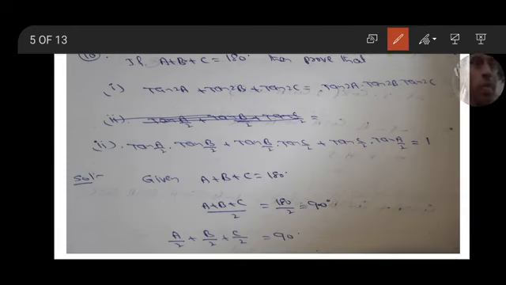Okay. If we multiply, 2a plus 2b plus 2c equals 2 into 180, that is 360. 2a plus 2b equals 360 minus 2c. Apply tan and simplify, you get the answer. Okay. If you don't get it, I will explain in the next class. Next problem.